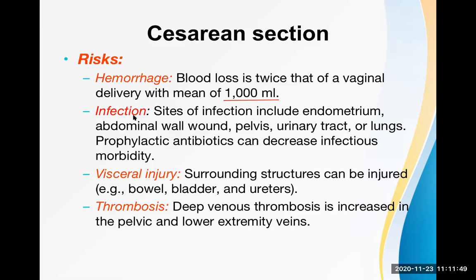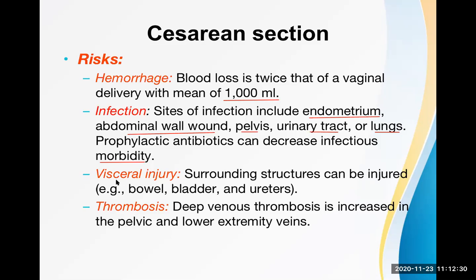Second important is infection. The sites of infection include endometrium, abdominal wall wound, pelvis, urinary tract, or even the lungs. So prophylactic antibiotic can decrease the chance of infectious morbidity. But many of the obstetricians don't want to give prophylactic antibiotic if a procedure is done under aseptic precaution. Okay, but some of them may want to give 1 or 2 shots of the antibiotic before the surgery is done. It's up to them.